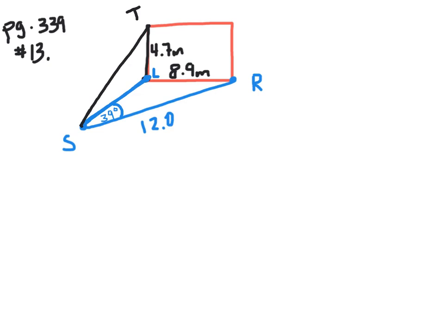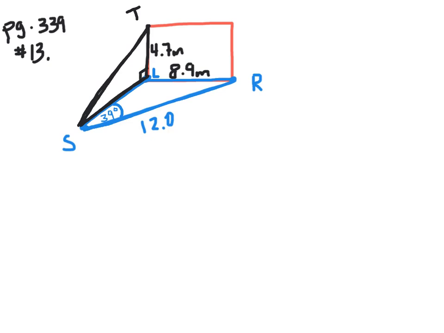Remember that the blue triangle that you see here, from S all the way to R, all the way to L, all of that triangle is a bird's eye view. Every single one of those lines is on the ground. Now with this black triangle, you can see that we have 4.7 as the height of the school building that goes straight up and down. We have this from S to L, which is on the ground, and we have this from S to T.